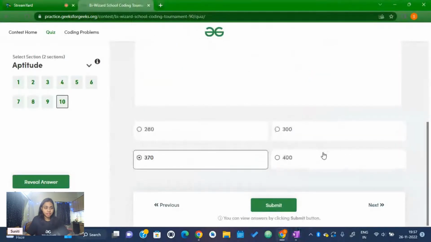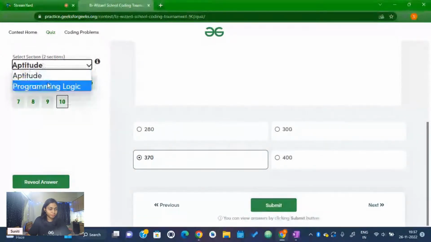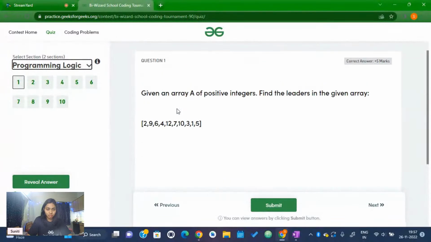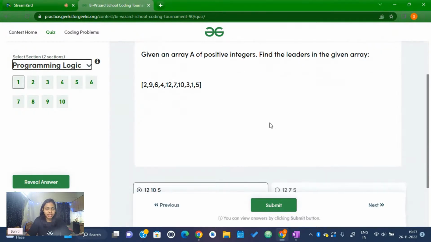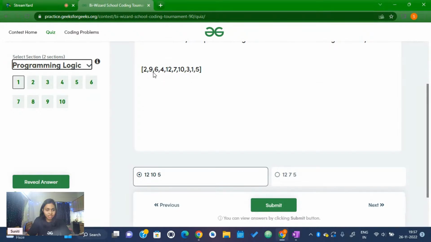So that was about the aptitude section. Let us now move to the programming logic. We are given an array of positive integers and we need to find the leaders in the given array. Now, what are the leaders? Leaders means that the immediate neighboring elements, the immediate left element and immediate right element, will be smaller. How many such elements do we have here? The first element is 12, where both neighboring elements are smaller than it. Then we have 10 and then we have 5. That is going to be our answer for this question, because the immediate neighboring elements are smaller.